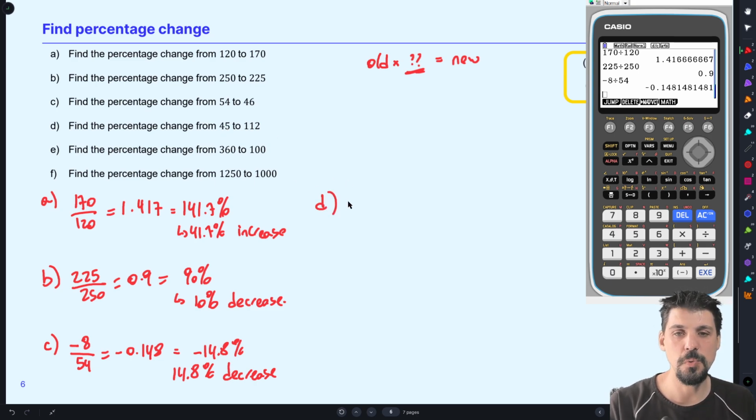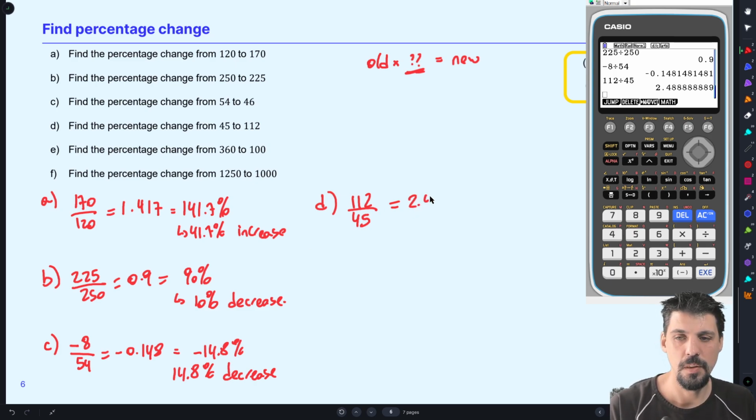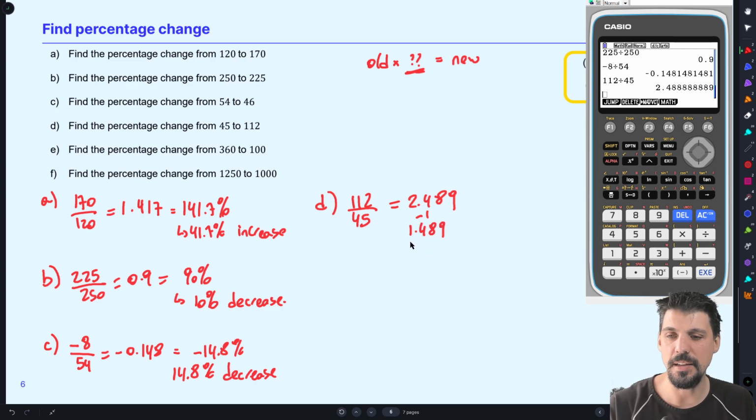From 45 to 112. I'm going to demonstrate a few different variants on this. So new divided by old, 112 divided by 45, 2.489. And this time I will subtract 1 first, take away 1 to get 1.489. So that is 148.9% increase. Because we've ended up at 248%, that is a 148% increase.